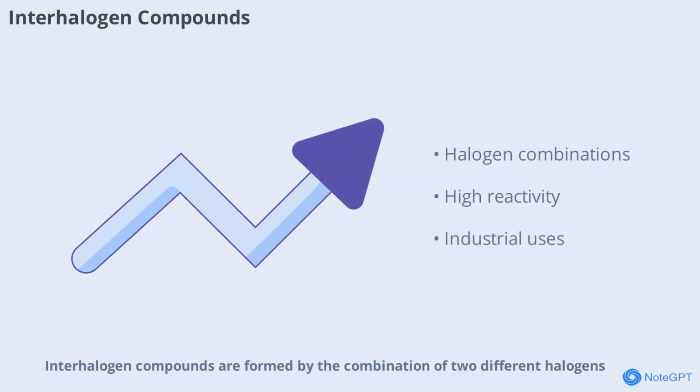Interhalogen compounds are formed by the combination of two different halogens. These compounds often have higher reactivity than pure halogens and are used in chemical synthesis and industry. Understanding their structure, properties, and uses is important for advanced inorganic chemistry studies.